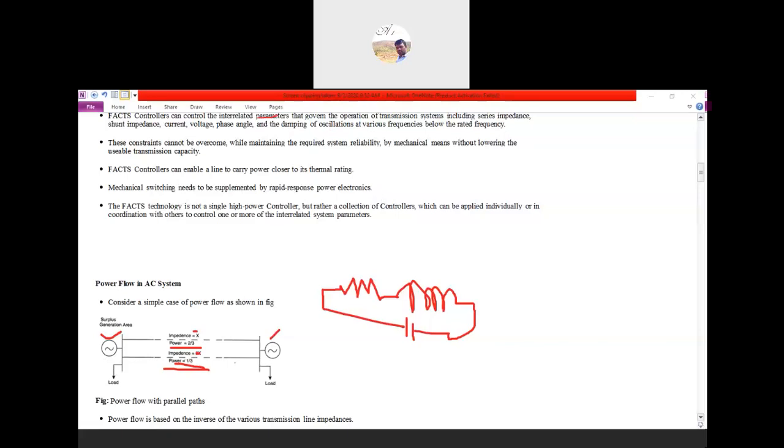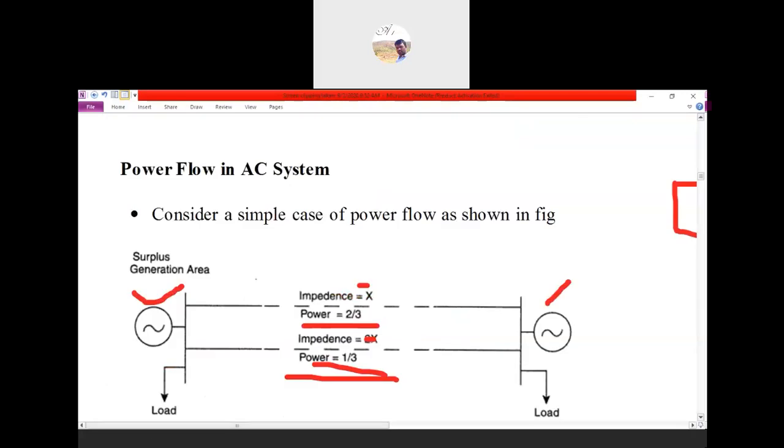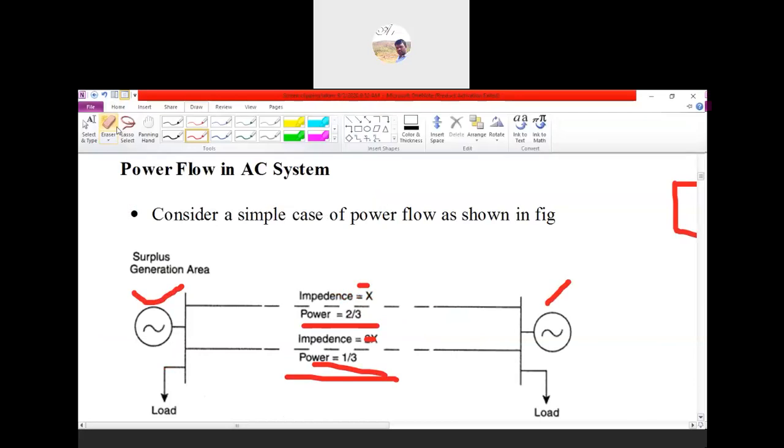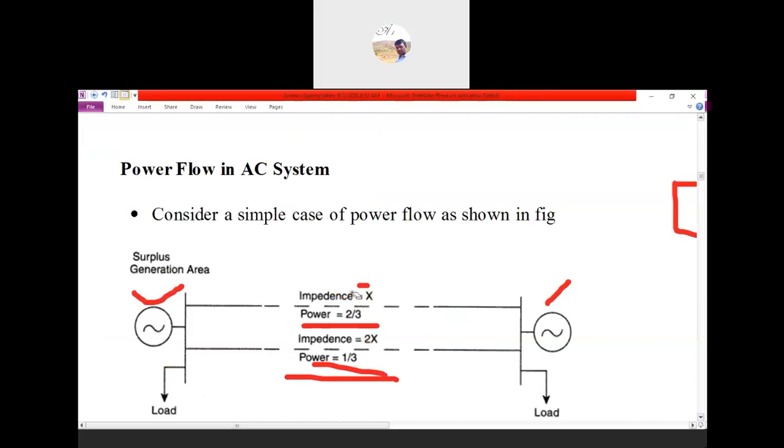Here we are considering one transmission line having the impedance of x, and another transmission line having the impedance of 2x.